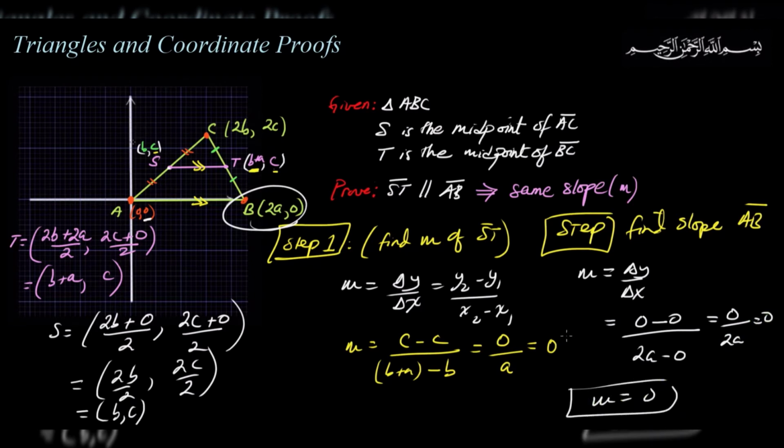So as you can see, the slope of st is equal to the slope of AB, and they're both 0. Since they have the same slope, st is parallel to AB. Ta-da! And that's how we do this.